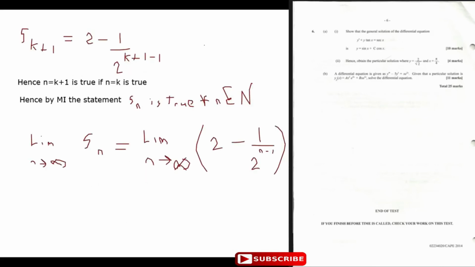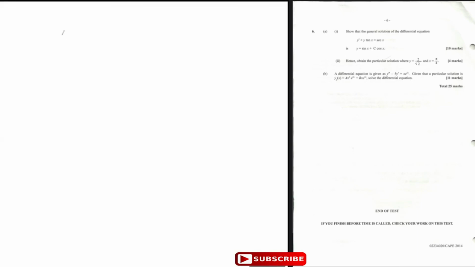Nice. Let's look at part B now. So finally we're at the last part of the question. Part B says a differential equation is given by y double prime minus 5y prime is equal to x e to the 5x.